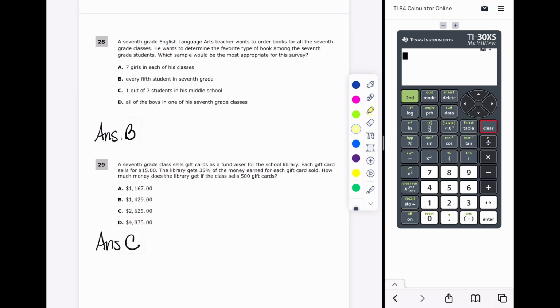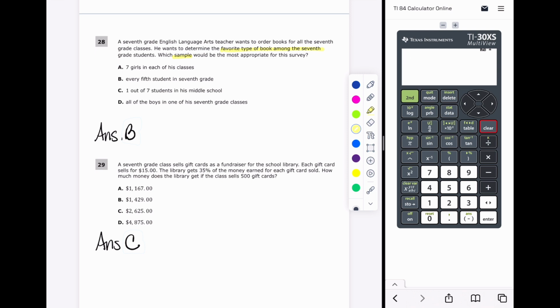For 28, a 7th grade ELA class. The teacher wants to order books for all her 7th grade students. He wants to determine the favorite book amongst the 7th grade students. So, all right, that I need to know: that he wants the favorite book of 7th grade students. What sample would be best?